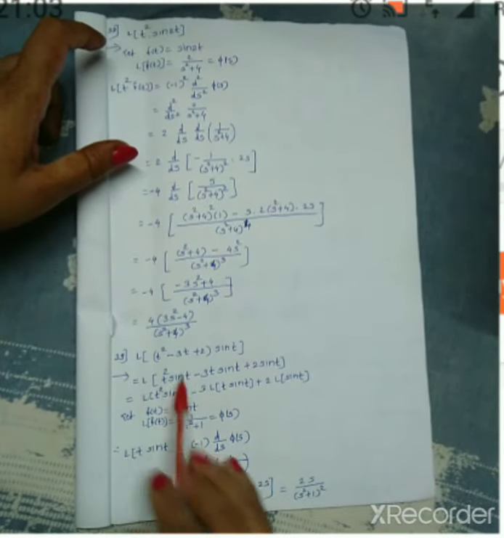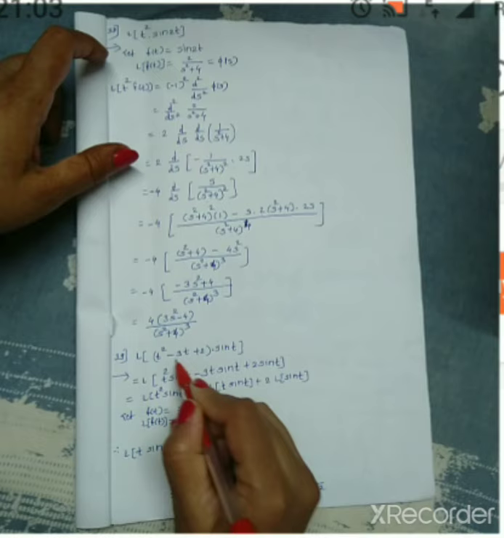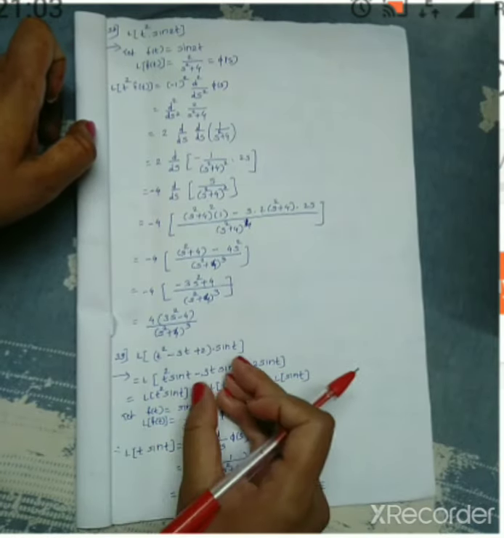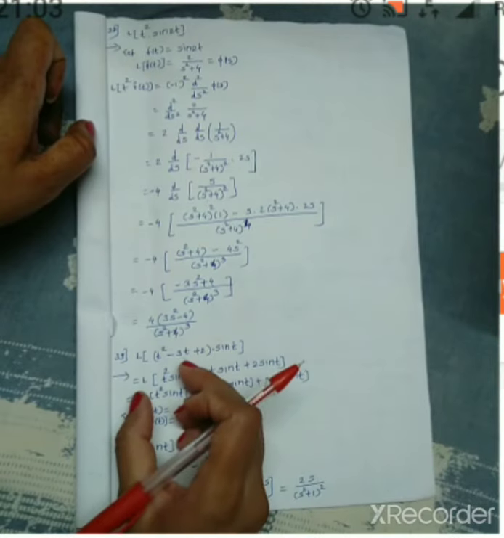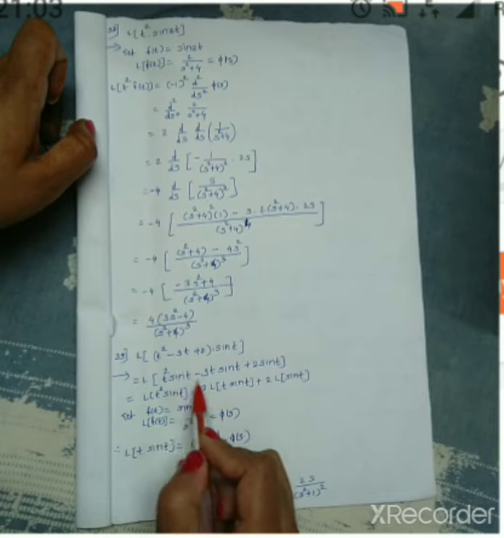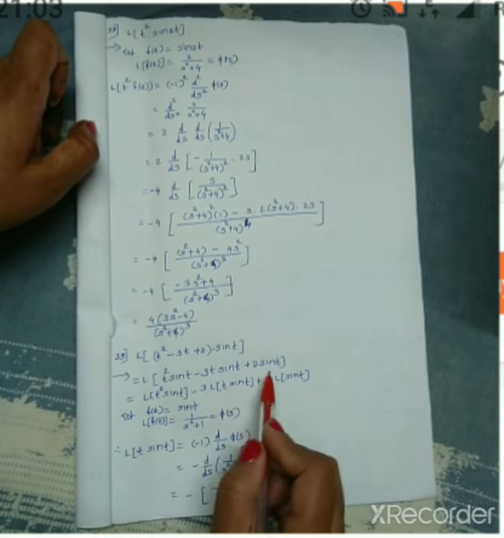Laplace transform of this is a multiplication of two terms. One is sin t and one is a bracket. That's why we have to first simplify this bracket by taking sin t inside the bracket. It is equal to Laplace of t square sin t minus 3 into t sin t plus 2 into sin t.